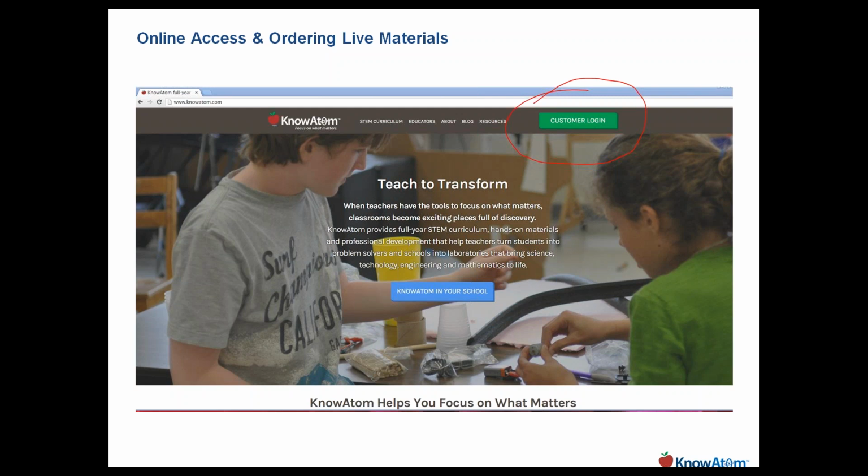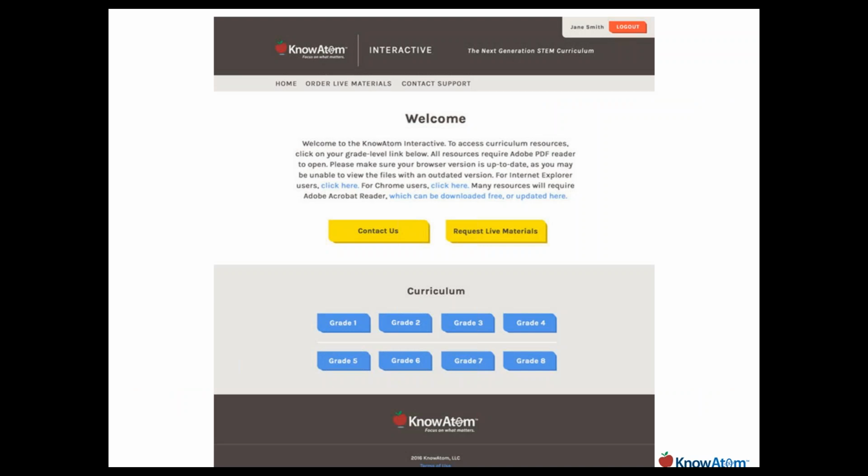So if you go to KnowAtom.com, as a KnowAtom customer, you can click on the customer login and you are going to come to our KnowAtom Interactive. That's going to look like this. So you come to KnowAtom Interactive, it's going to say your name, and you're going to see logout. So that's you, you're in, and you're going to see a couple of things.